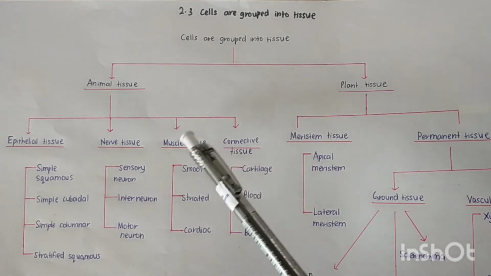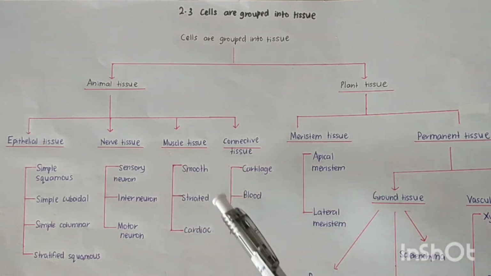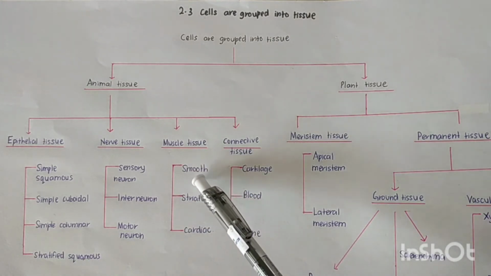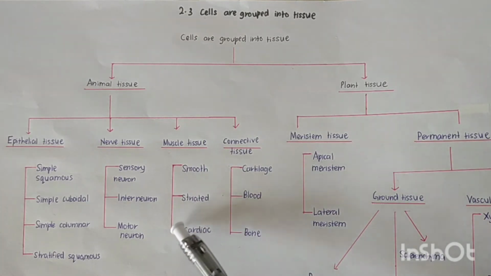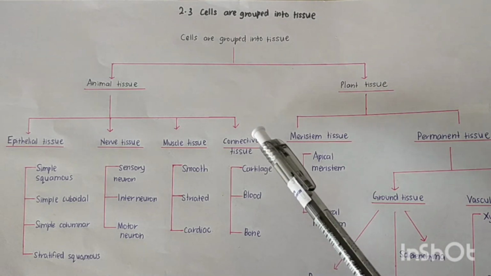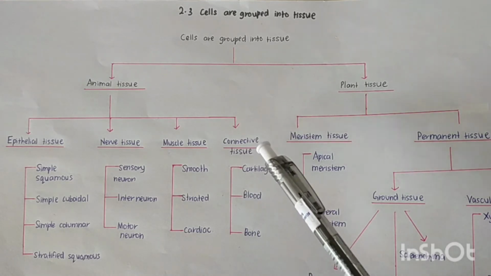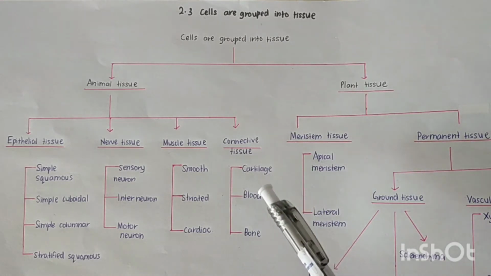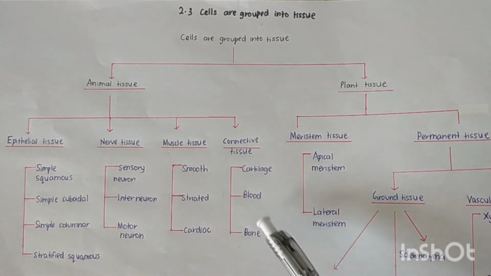And then for muscle tissue, there are 3 types of tissue that we consider under muscle tissue, which are smooth muscle, striated or skeletal muscle, and another one, cardiac muscle. And then the last type of tissue we call connective tissue. For connective tissue, it has cartilage, specifically the hyaline cartilage, blood, and also bone.